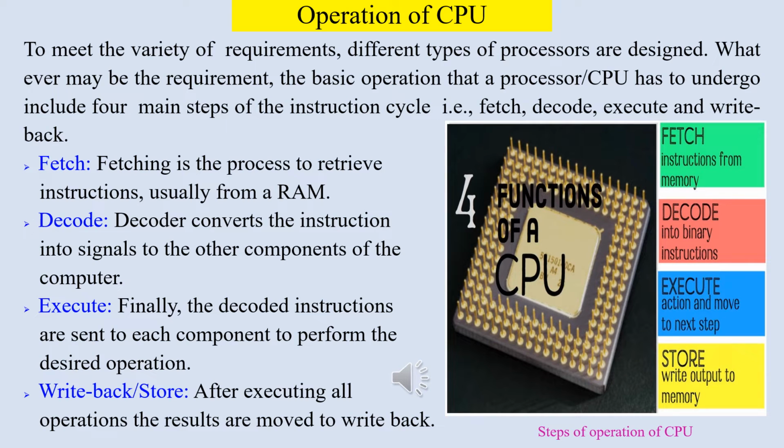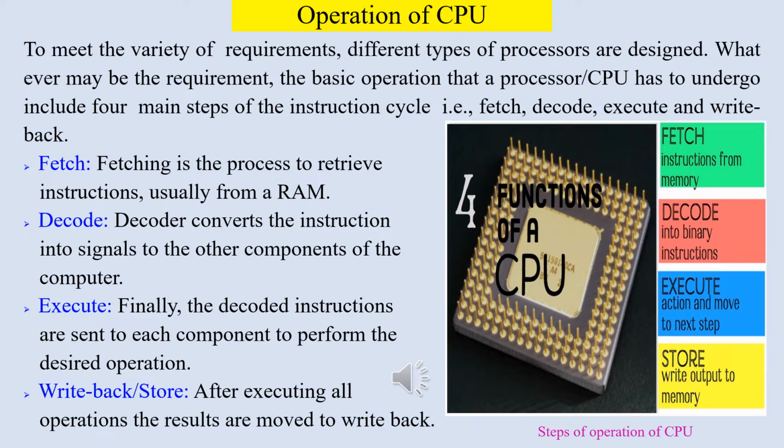Next, we discuss the operation of a CPU. To meet the variety of requirements, different types of processors are designed. Whatever may be the requirement, the basic operation that a processor has to undergo includes four major steps of instruction cycle, that is fetch, decode, execute and write back.